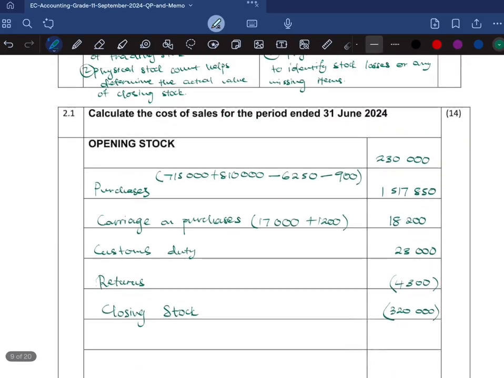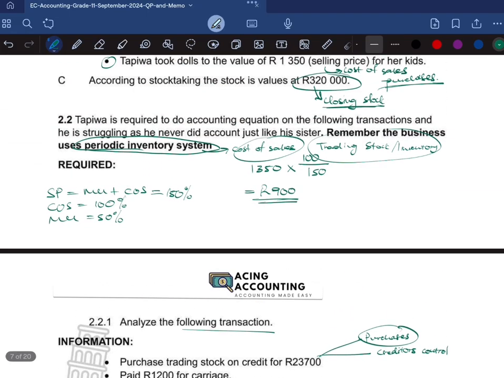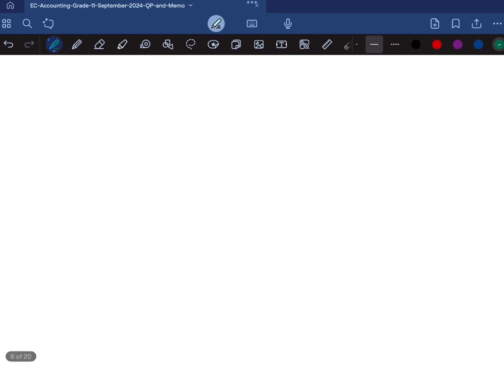The first one, it says they purchased trading stock on credit for 23,700. So here, you know that there's two accounts affected. There's purchases, right? And there's creditors control because we bought on credit. Why purchases? It's because we bought trading stock, right? So it goes on to our purchases. Why purchases? Again, it's because we are not using the perpetual inventory system, but we are using the periodic inventory system.